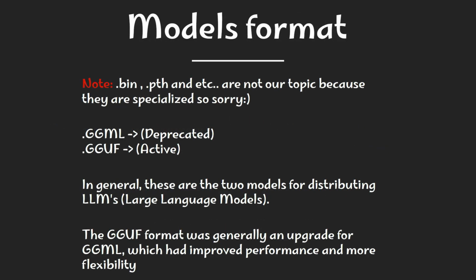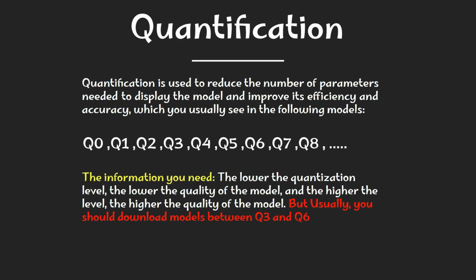Model formats. The local format for model use is GGUF, replacing the older GGML format introduced by the Llama CPP team for improved performance and optimization. Quantification levels for model compression. To reduce the number of required parameters for enhanced performance and accuracy, quantification levels such as Q1, Q6, and Q8, and more are employed. Higher quantization levels generally result in lower model quality. For general use, Q3 to Q6 is recommended, with Q5 being a personal suggestion.